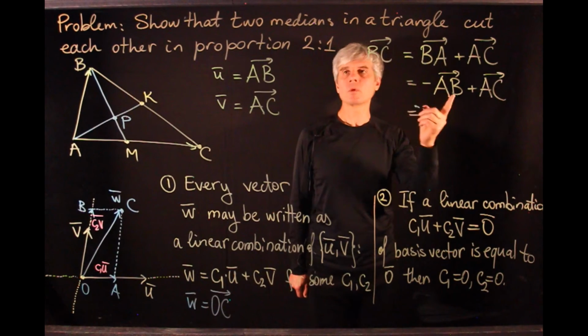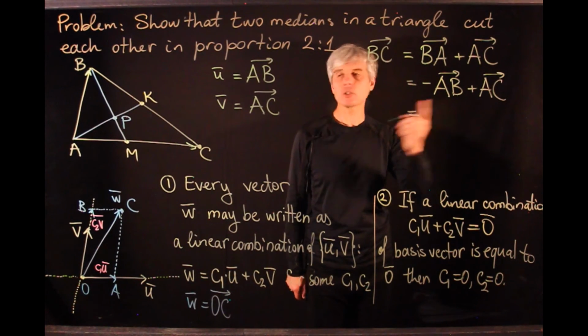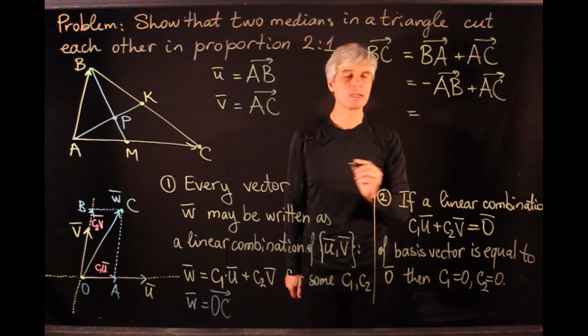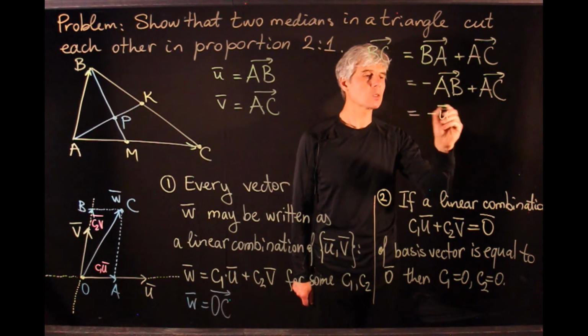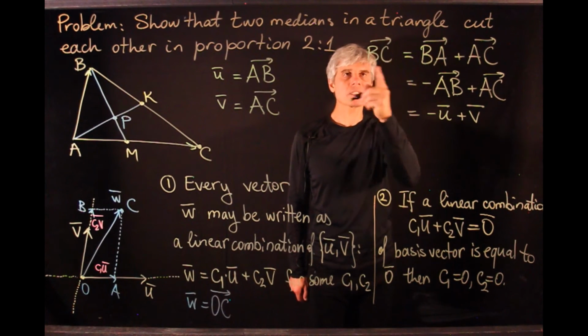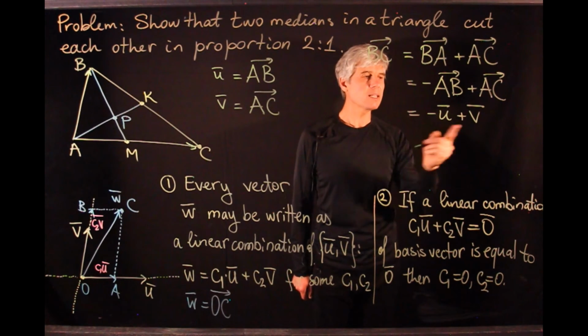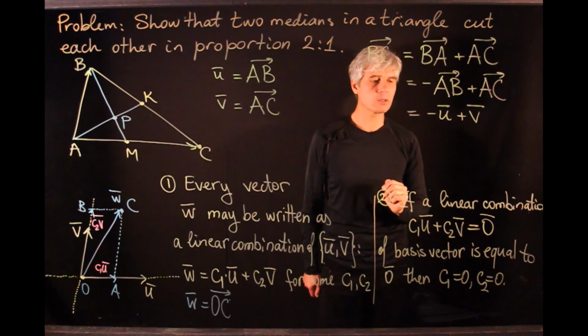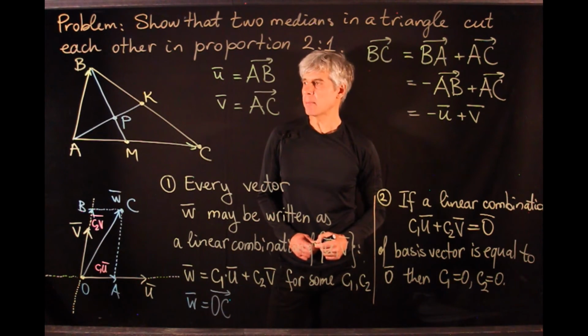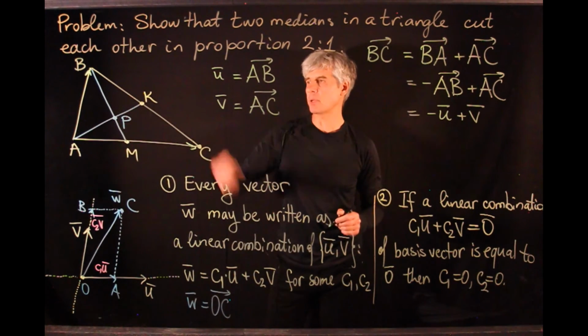And now what we've got is our relation to basis vectors, because AB is U and AC is V. And so what we have is minus U plus V. So we were able to express the vector BC as a linear combination of the basis vectors U and V. Next, we want to do the same for other vectors that might be of interest to us in this picture.